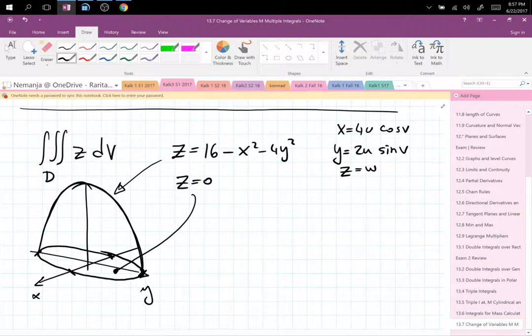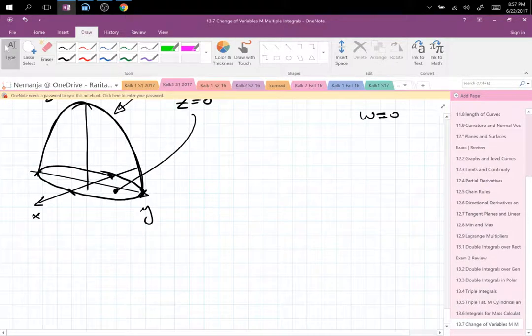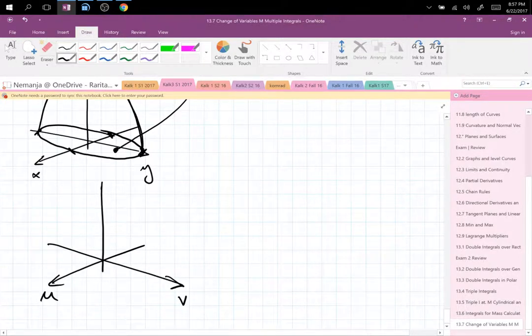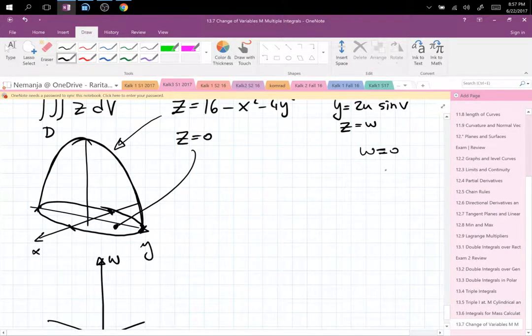So first we have z equals 0 with w equals 0. That's the easy one, right? So we have w equals 0. Oh, I did not draw. Let me first draw the 3D: u, v, w. And w equals 0 is actually the UV plane. So we have the UV plane, which is the floor of the transformed region.